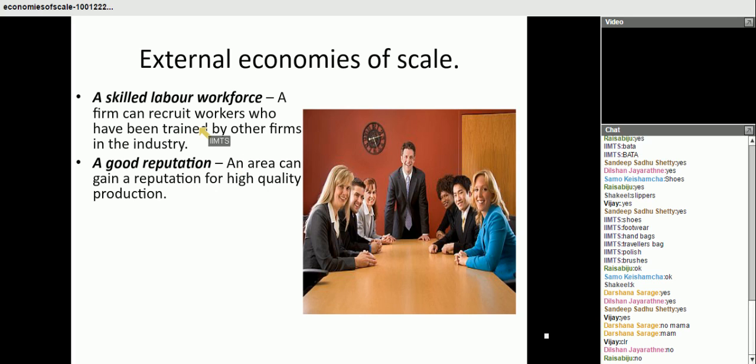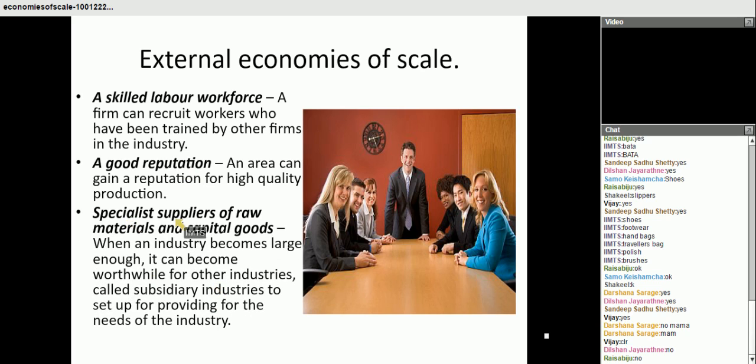If a firm is of good repute, big in size, it can recruit workers who have been trained. Then it creates a good reputation for the firm. Specialist suppliers of raw materials and capital goods. When an industry becomes large enough, it can become worthwhile for other industries, called subsidiary industries, to set up for providing for the needs of the industry.